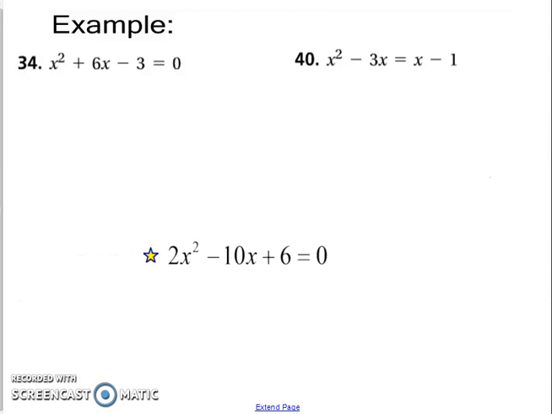So here's an example. So we look at the first one. We want to get the ax squared and the bx term by itself. So first thing we want to do is move this 3 to the other side.